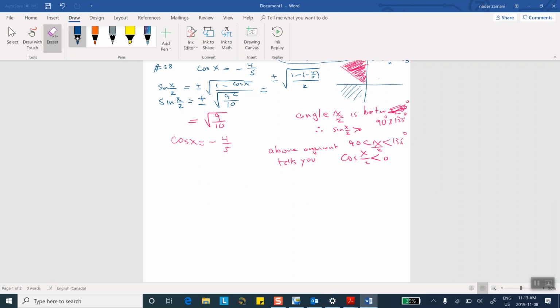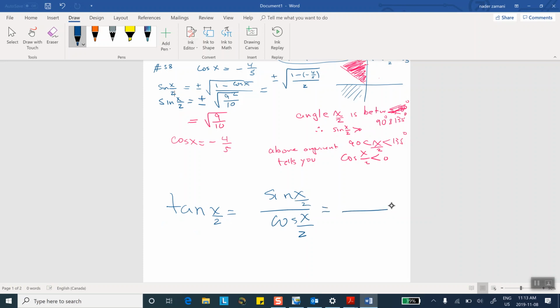Okay. If you want to do tangent of x over 2, there are two ways to do it. You can write that this is sine of x over 2 over cosine of x over 2. This is what we want to get, right? If you want to do it directly, you can do it like that.